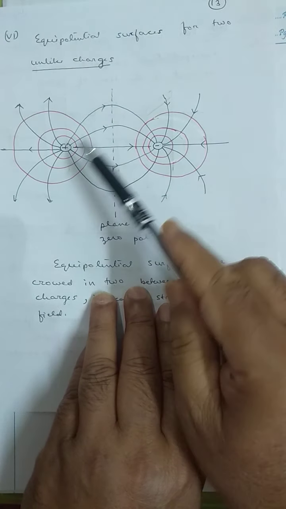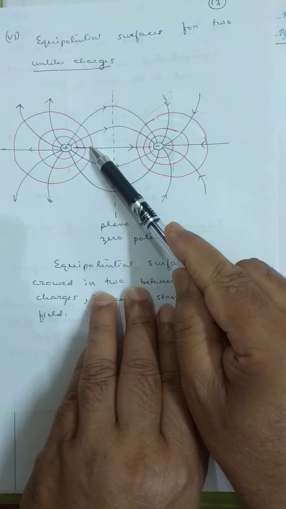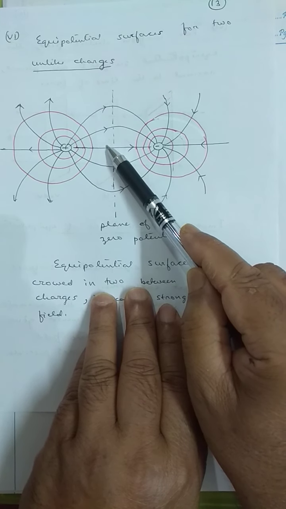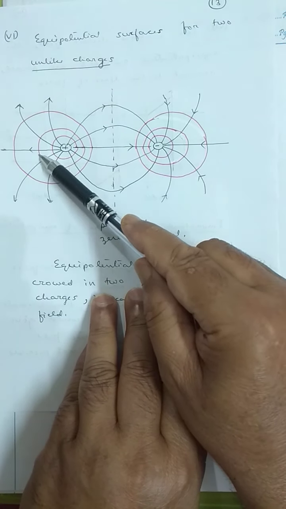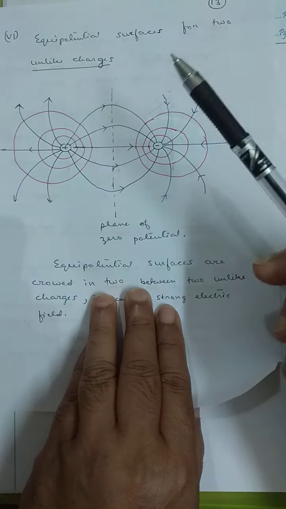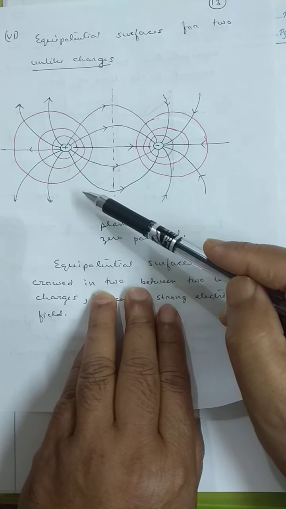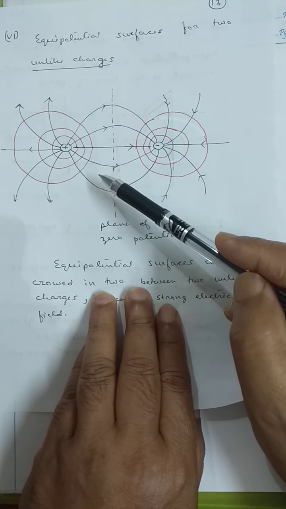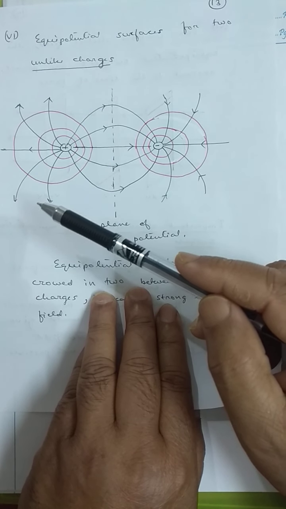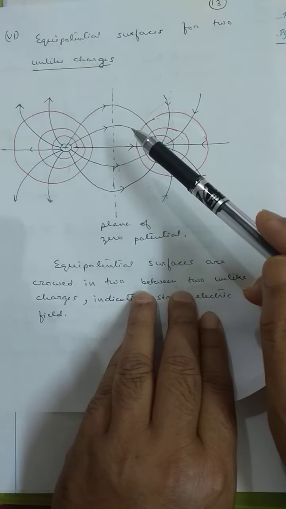Now you just see the separation. This separation is small, this separation is large. Why? Because as I move away, electric field decreases. Here also, you just see the separation between two surfaces. As I move away, electric field decreases. So this is the equipotential surface for two unlike charges of equal magnitude. Charges are unlike but their magnitudes are same.